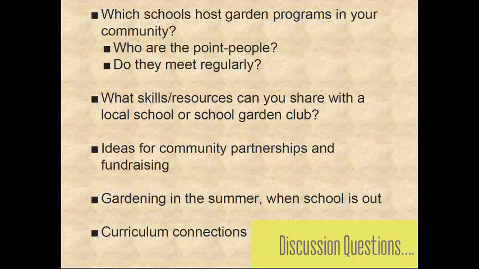And then the last piece for discussion amongst yourselves, or especially with staff, teachers, principals, folks in schools, is what are the curriculum connections that you can offer to help bridge the gap between the school day and everything that happens indoors and the garden outside and all of the opportunities for learning that exist out there. So can you offer some ideas for curriculum connection?